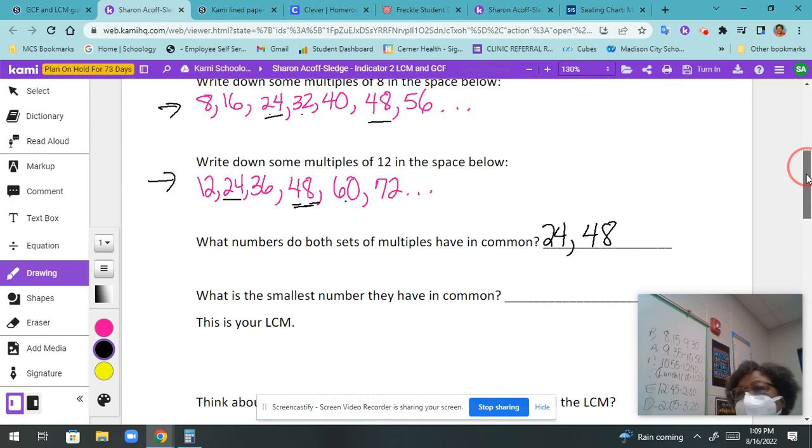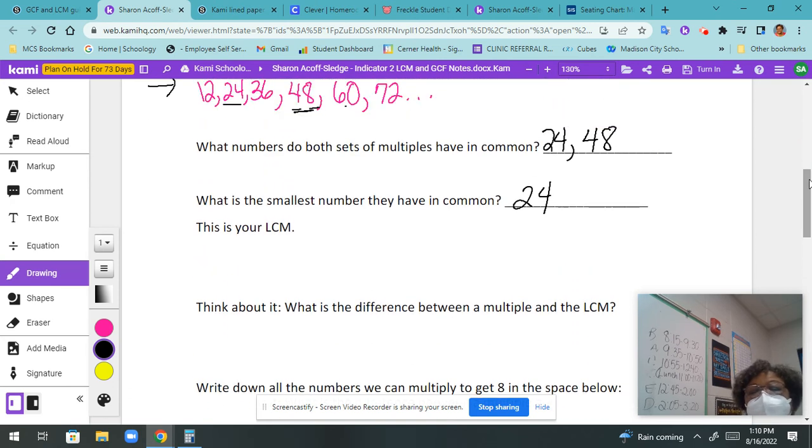You can, but we don't need to for this example because we're trying to find the least. We're finding the smallest number that's a multiple of both numbers. Okay? So what is the smallest number they have in common? 24. So that's your least common multiple. So they're all multiples, and they're both common multiples, but the smallest or the least common multiple is 24. Okay?